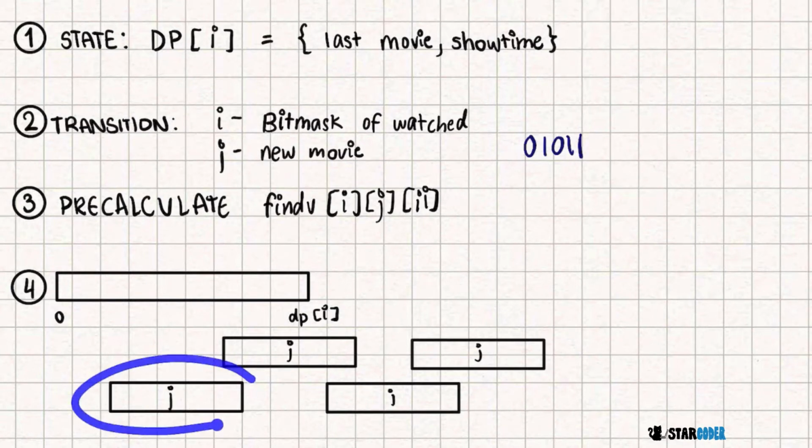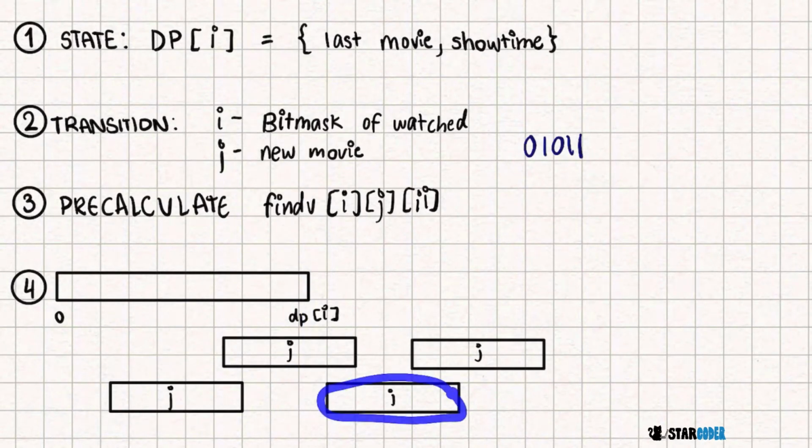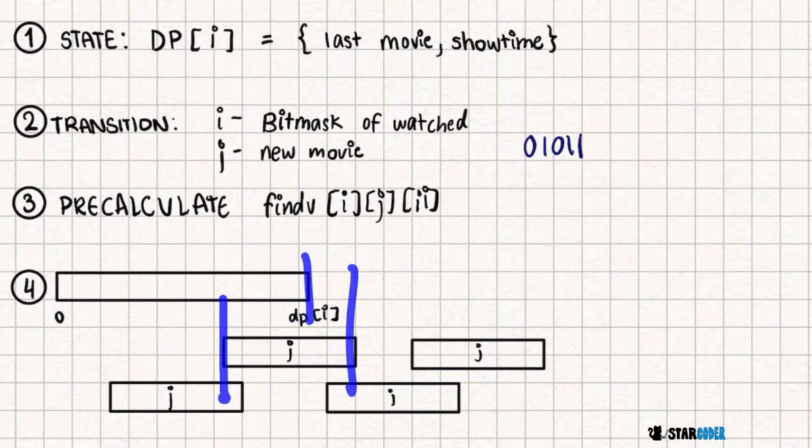So this isn't going to work because the end time is before the end of the current time. This one isn't going to work either because there is a gap here. So what we're going to do is find the showtime where the end is after the current time and the front is before or equal to the current time.